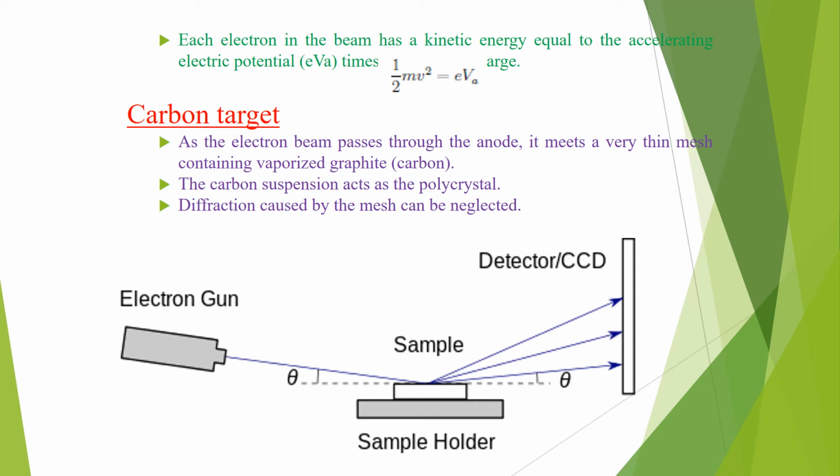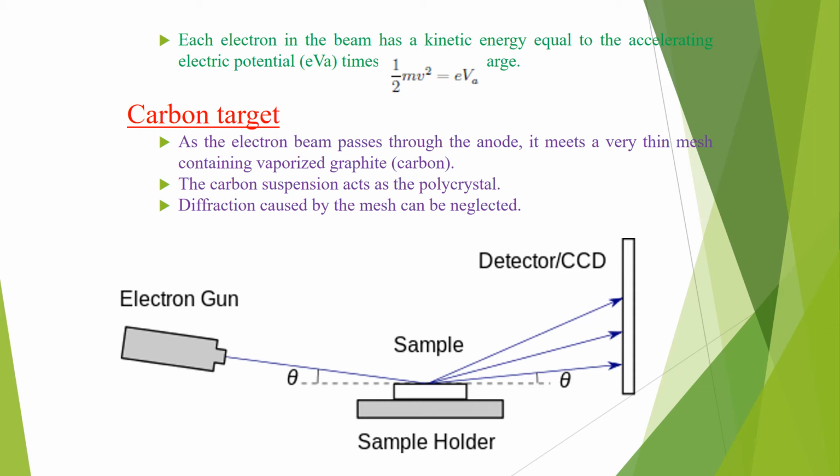What is the carbon target? As the electron beam passes through the anode, it meets a very thin mesh containing vaporized graphite carbon. The carbon suspension acts as a polycrystal, and the diffraction caused by the mesh can be neglected.